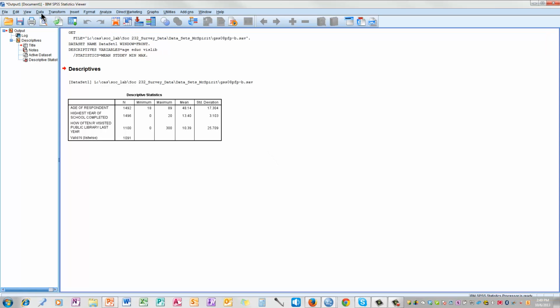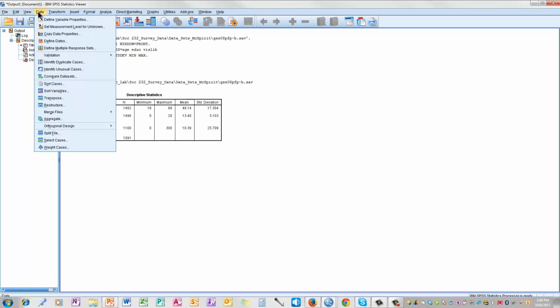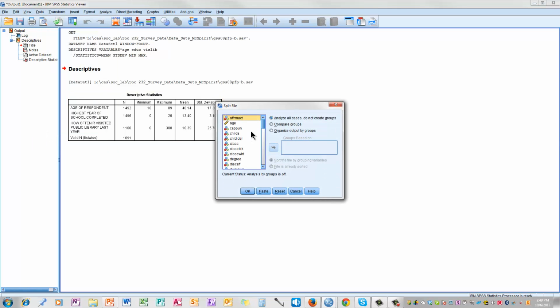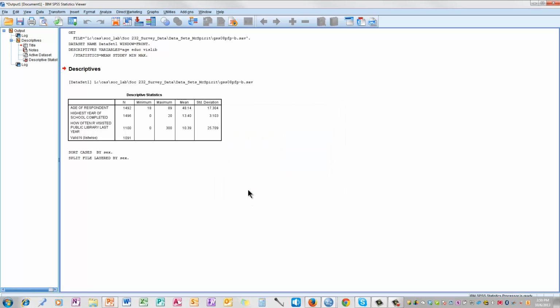But let's go ahead. And then in terms of this routine, we want to go to Data, Split File, and we're going to compare groups. And we're going to compare groups by sex. Okay. We're going to hit OK. And nothing happens here yet because we're just telling SPSS to run some analyses, right? And split those analyses by sex. Run the same analyses and give us the results for men as well as women.